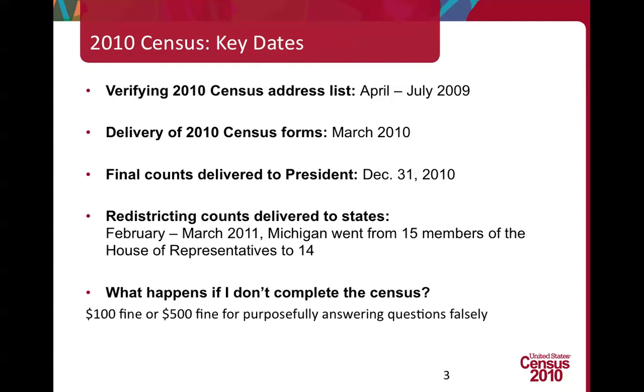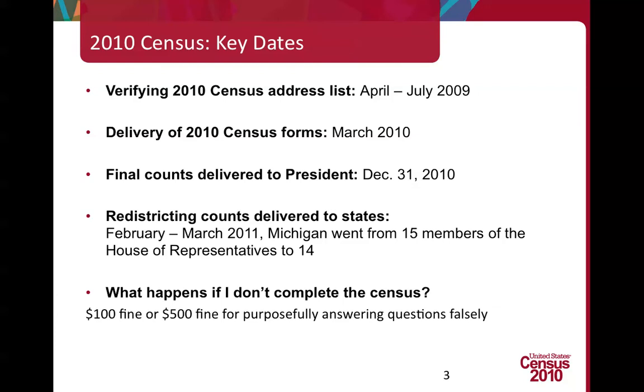Key dates for the 2010 census, and again, I won't have information on our next census, which will be in 2020, because that's obviously quite a few years away. Verifying the 2010 census address list, April through July of 2009. So the government prepares by trying to figure out where people live, getting addresses, looking up all that information to send out the forms. Delivery of the forms again in March of 2010. Final counts delivered to the President of the United States on December 31st of 2010.